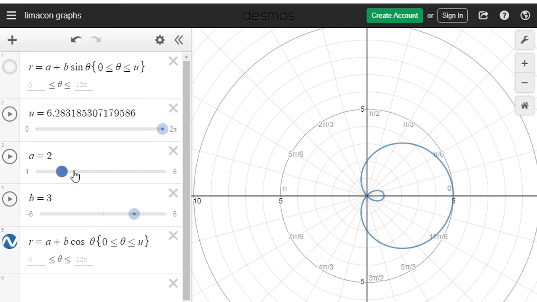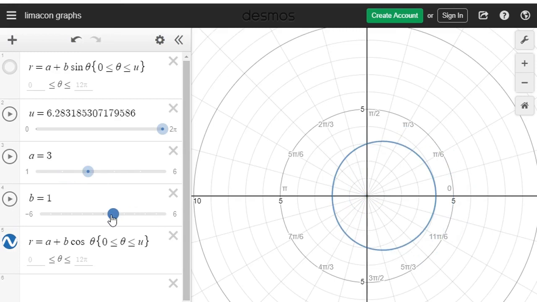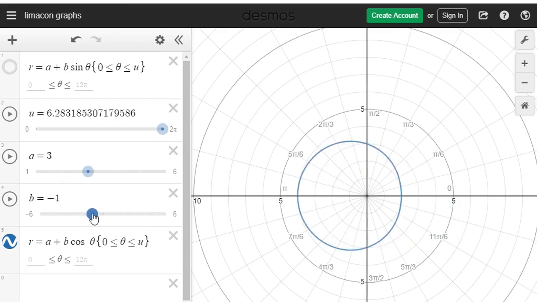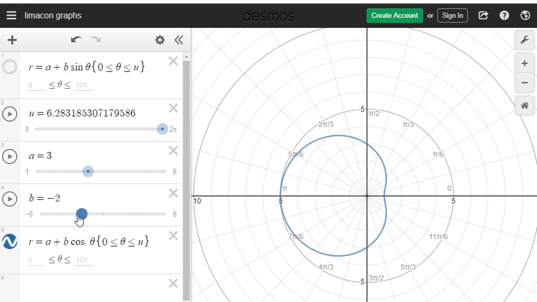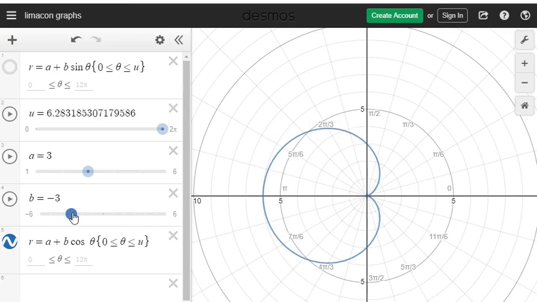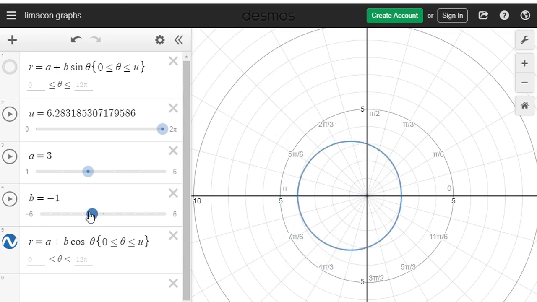So if we have 3 minus 1 cosine theta, this one doesn't have an inner loop. This actually has a dimple, even though it doesn't really look like much of a dimple here. The further I make b, the more it looks like a dimple. So if I have b equals negative 1, it's a very minimal dimple here. But if I graph this, it's going to start at 2 and then go like so.